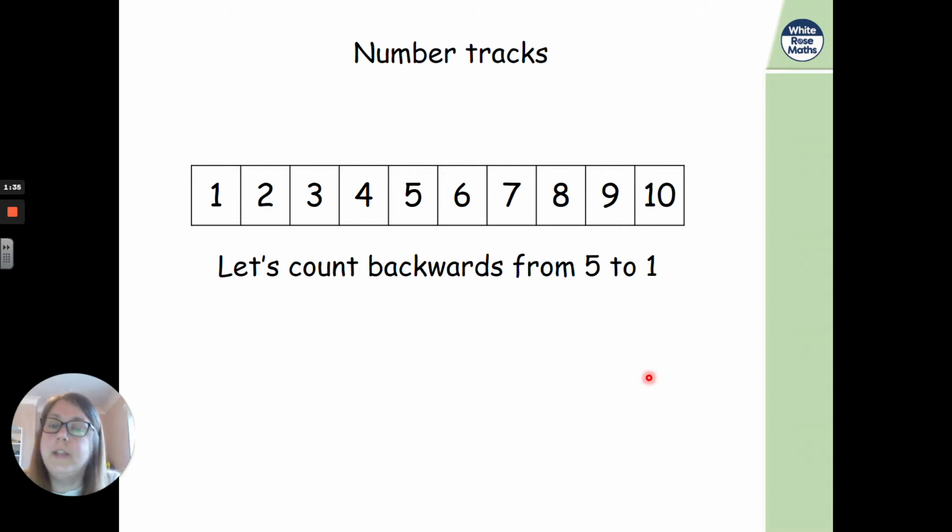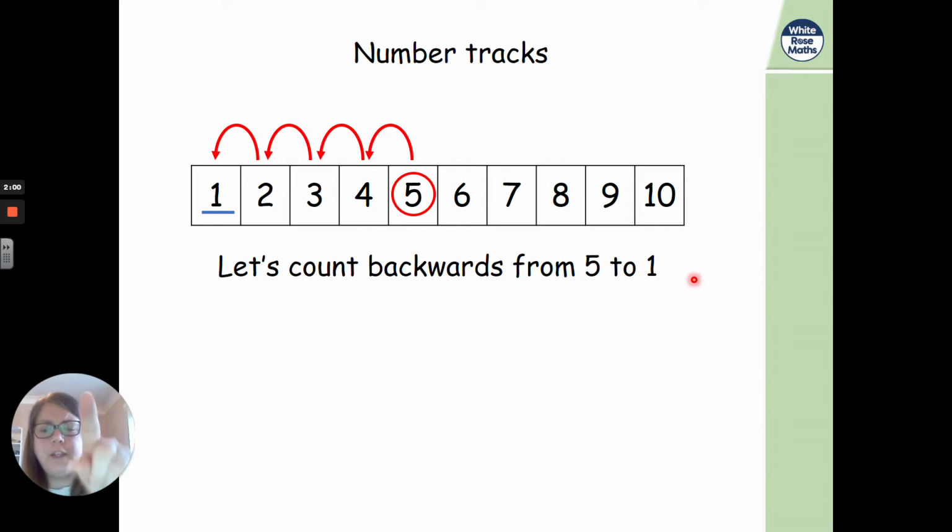So let's count backwards from 5 to 1. Are we ready? 5, 4, 3, 2, 1. And can you see I've added some little jumps on the top because that's what's going to help us with our number tracks today. You might find it a little bit difficult, but what I've tried to do is leave a number track on the screen with the question, so hopefully you can use your finger to jump instead.